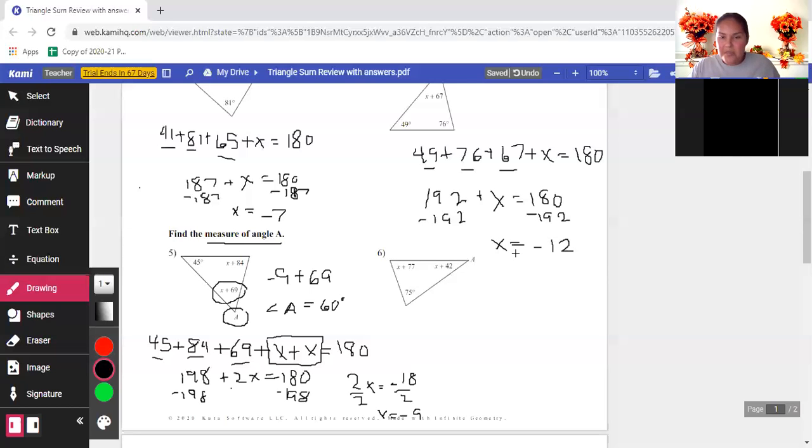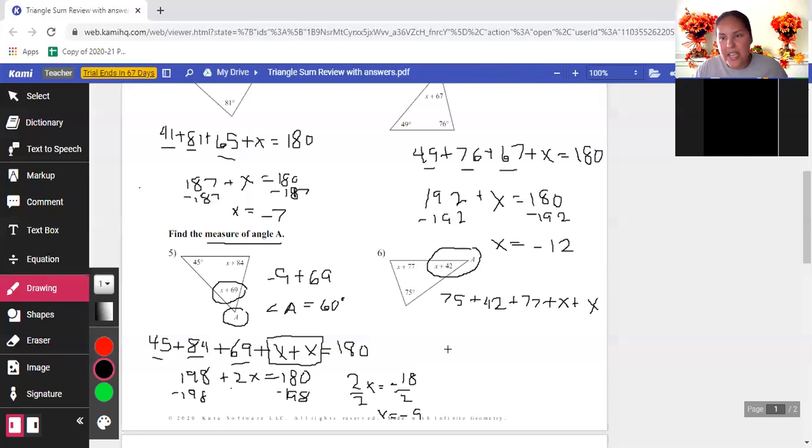For number 6, it's going to be the exact same thing, just with different numbers. We're looking for angle A, which is over here. Go ahead and put all your numbers down. You got 75, 42, 77, and your 2 x's.